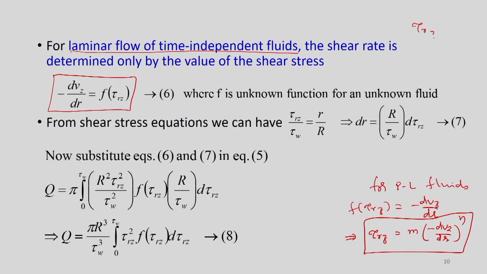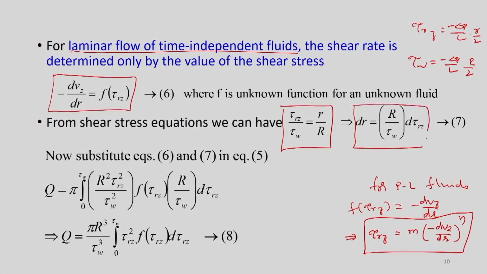Now, we have already seen that tau rz is equal to minus delta p by L, r by 2, and tau wall is equal to minus delta p by L, capital R by 2. From these two relations we get tau rz by tau w is equal to small r by capital R. From here we get dr is equal to R by tau w, d tau rz.